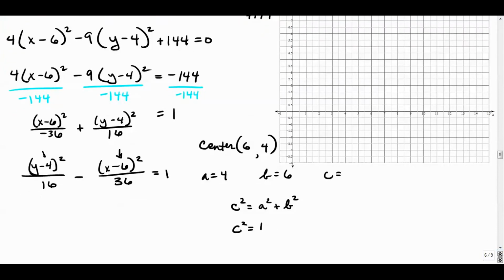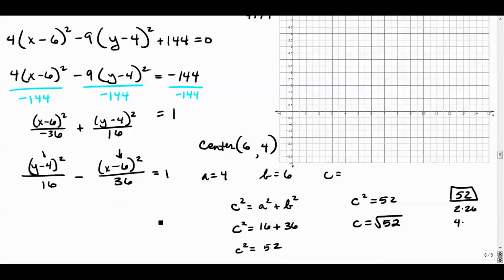C squared is equal to 16 plus 36. C squared is equal to 52. If c squared is equal to 52, c is equal to the square root of 52. And the square root of 52 has some factors. We're going to try to simplify this. So it's 2 times 26, 3 times, that would be 22, that doesn't work. 4 times, let's see, 13 maybe. 13 times 4 is 52, yep.